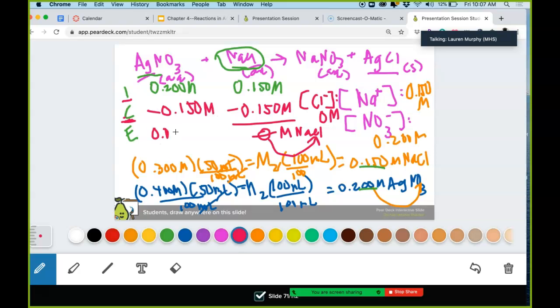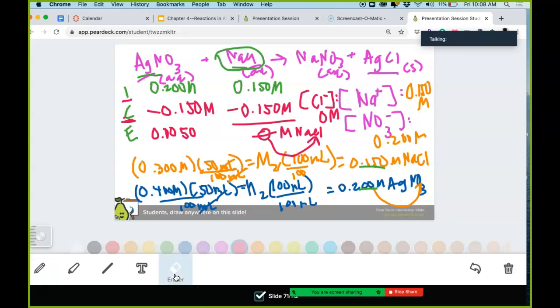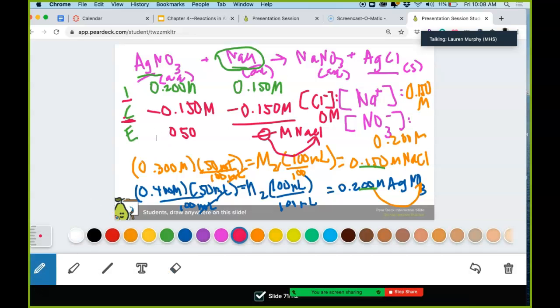So I end with 0.005, or no, is it 0.005? Why does my brain not work? I have too many zeros. Okay, so 0.05 molar AgNO3, that belongs to this guy. 0.2 minus 0.15 of it react, so this is excess. So that's how much silver ion I have.